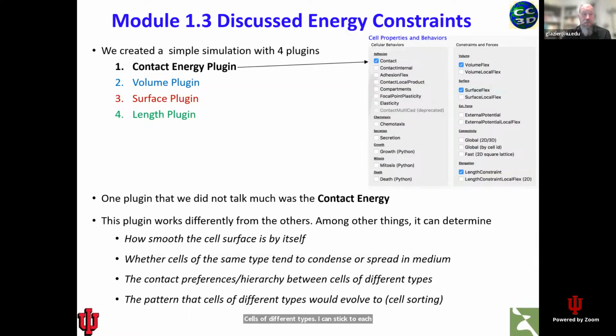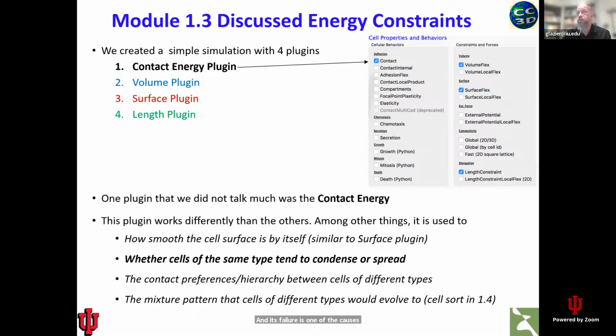And we'll get to see that it determines the spatial pattern of organization of tissues. And that actually is one of the very fundamental principles, both in developmental biology and wound healing. And its failure is one of the causes of metastasis in cancer.